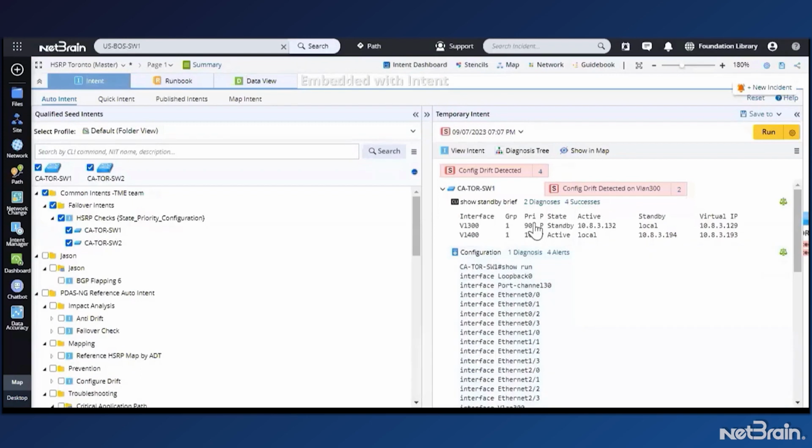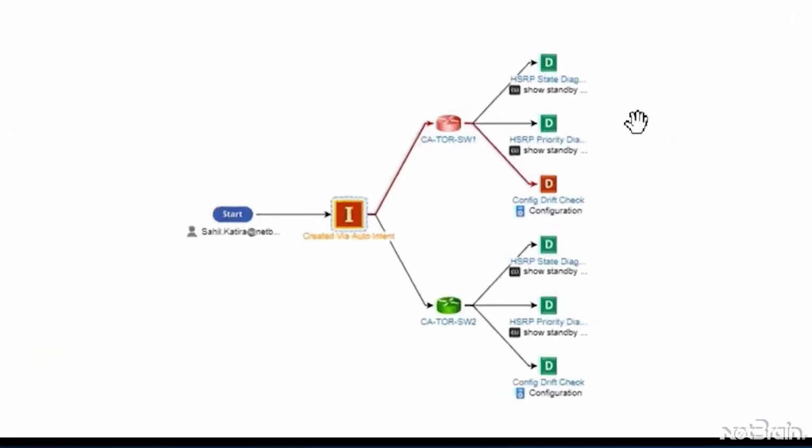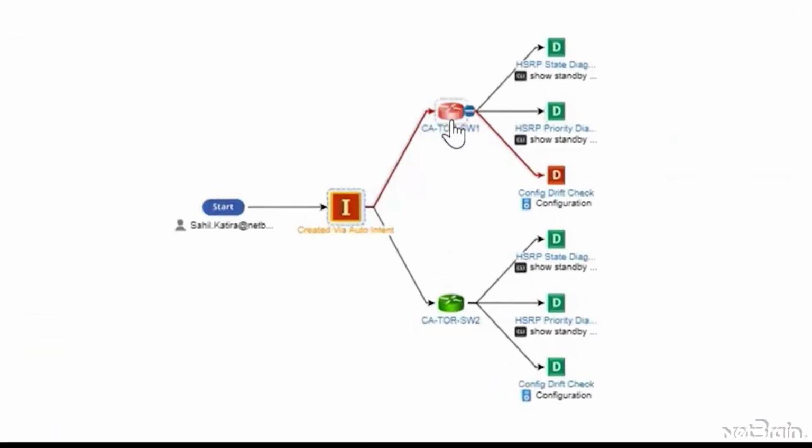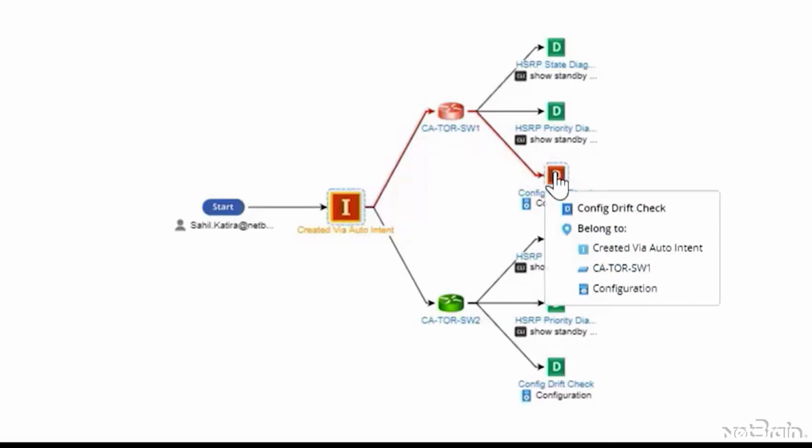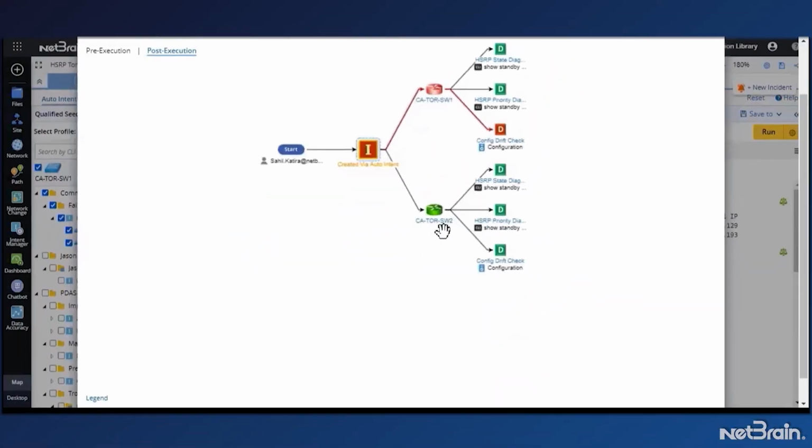First, let's see the diagnosis tree to understand what happened with the intent. Here we can analyze that C8 or switch 1 had issues, and the issues were caused by the config drift check, which means that there is a deviation in the HSRP configuration that happened. The other switch seems to be fine.